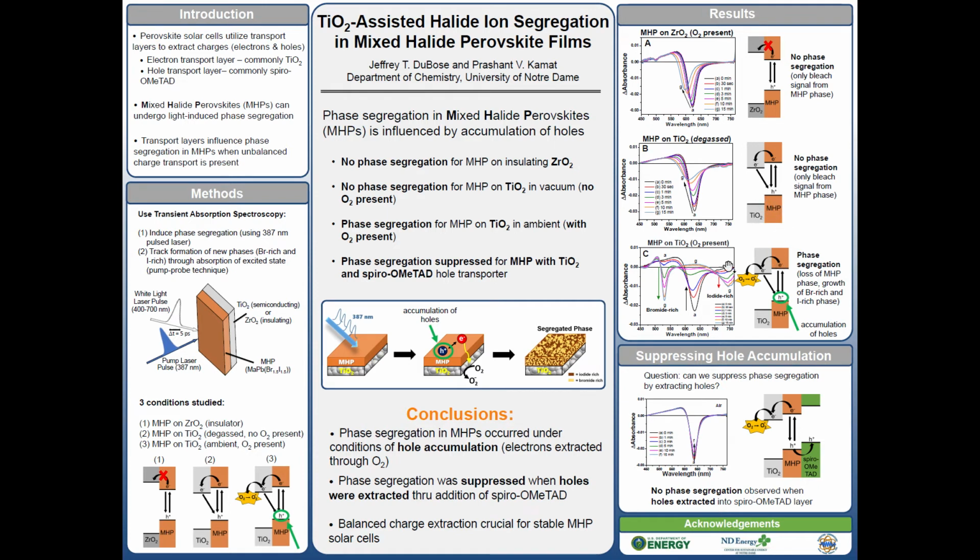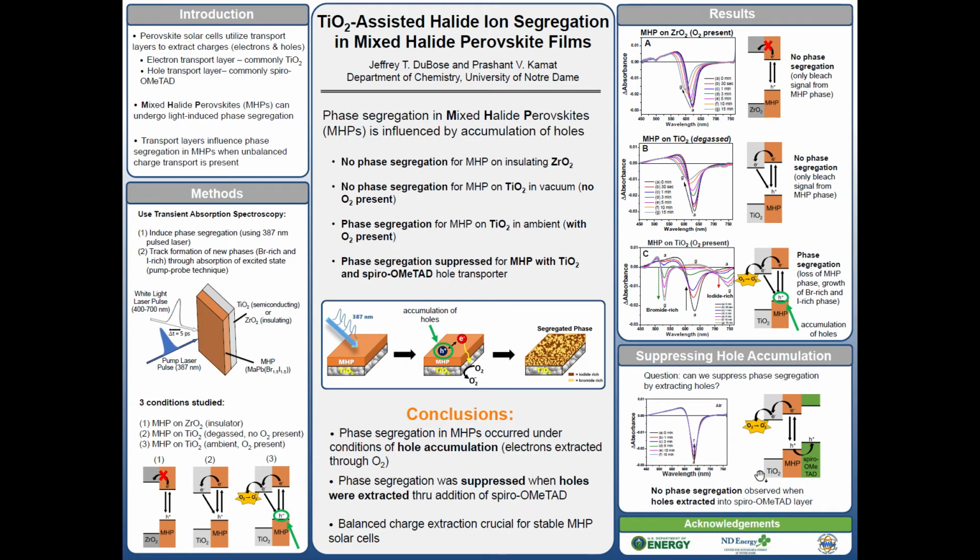But when we have the mixed halide perovskite on TiO2 with oxygen present, we now have a situation where the electrons can be scavenged by oxygen and essentially leave the system, which leaves an accumulation of holes within the mixed halide perovskite. So we essentially posited, okay, there's something going on with these holes being accumulated. If it happens to be the holes that are driving this phase segregation, can we suppress the phase segregation by also extracting those holes?